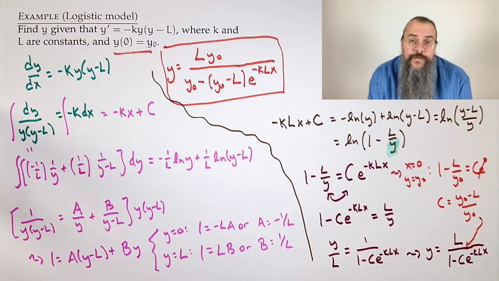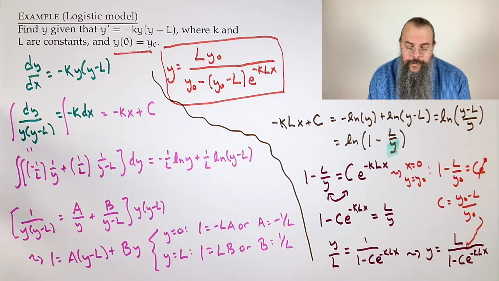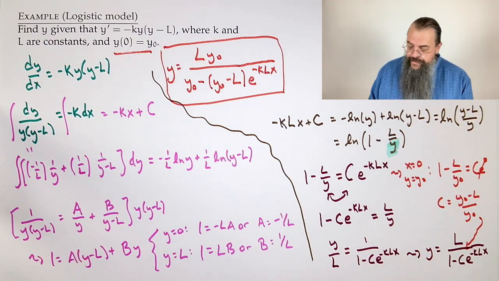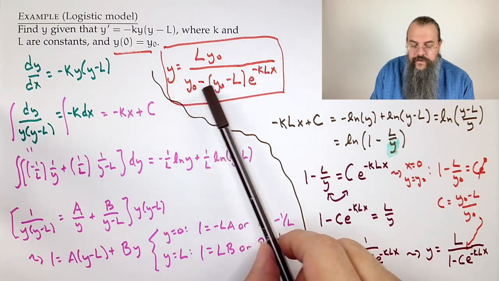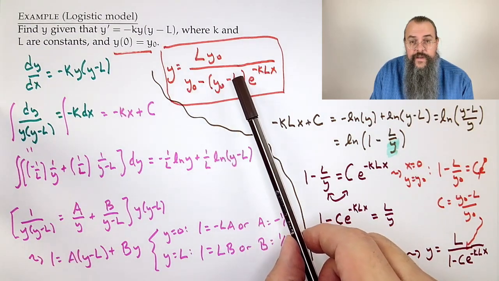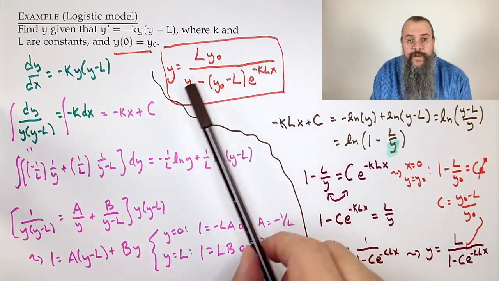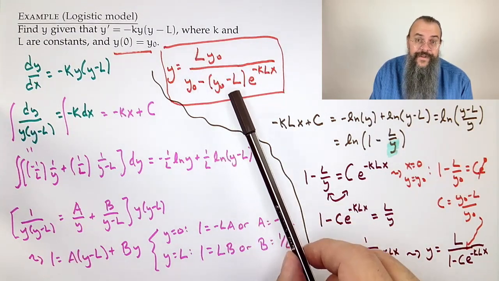Now, you should check a couple of things. What happens if you do plug in x equals 0? Well, that part becomes 1. The y0 minus y0 cancel. The minus minus L becomes a plus L, so the whole downstairs becomes L. L over L cancels, and you're left with y0.